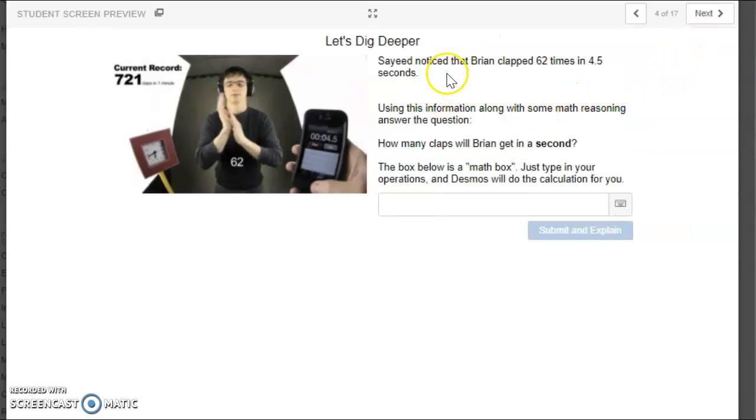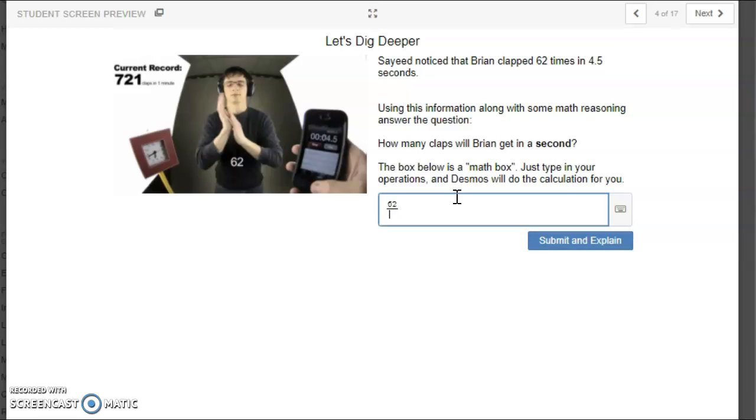Saeed noticed that Brian clapped 62 times in 4.5 seconds. Using this information along with some math reasoning, answer the question: how many claps will Brian get in a second? If he did 62 times in 4.5 seconds, we want to know in 1 second. So in 4.5 seconds he did that 62 times. The expression will be 62 divided by 4.5.